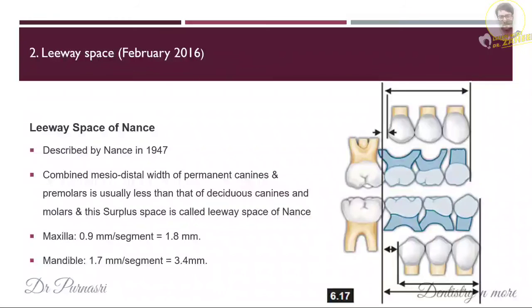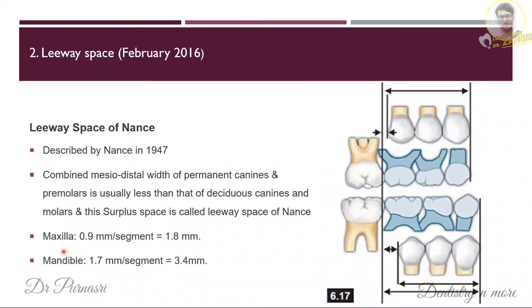The second question is leeway space. So leeway space was described by Nance. So it's also called as leeway space of Nance. It was described in 1947. So this space is basically the combined mesiodistal width of the deciduous molars and the canine. You can see in this diagram here is usually greater than that of the mesiodistal width of the permanent premolars and the canine. So whatever is the difference between these two widths is called as the leeway space of Nance.